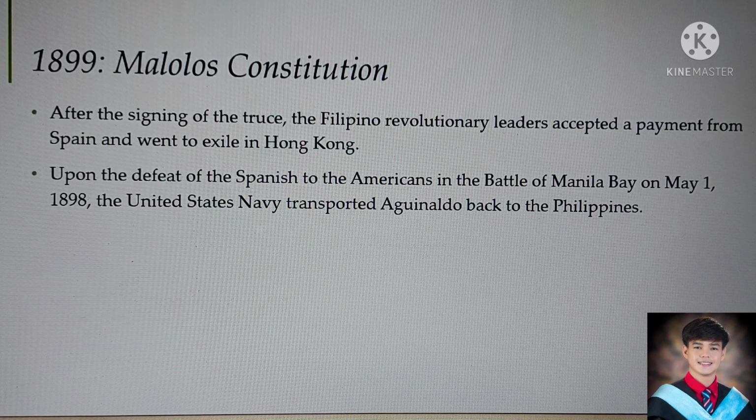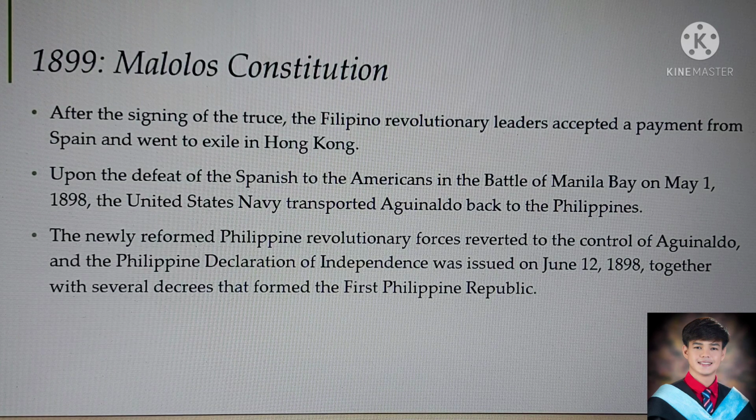So nung nilagdaan itong kasunduan na ito, yung mga Filipino revolutionary leaders, okay, sa pamumuno ni Emilio Aguinaldo, tumanggap sila ng bayad mula sa Espanya, and then sila ay nakulong. They went to exile sa Hong Kong panahon na yon. So nung matalo, magapi ang mga Kastila sa mga Amerikano sa Battle of Manila Bay, yung United States Navy ay ibinyahe pabalik ng Pilipinas si Aguinaldo.